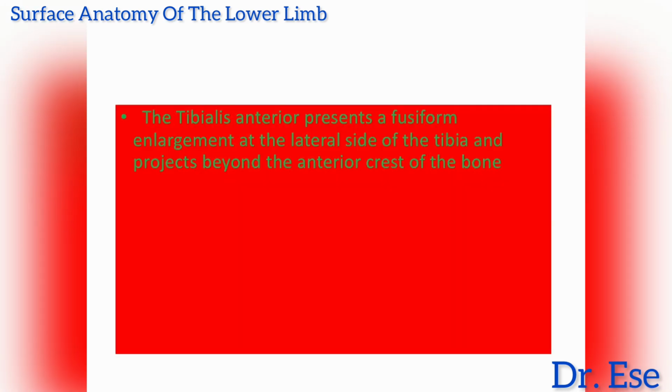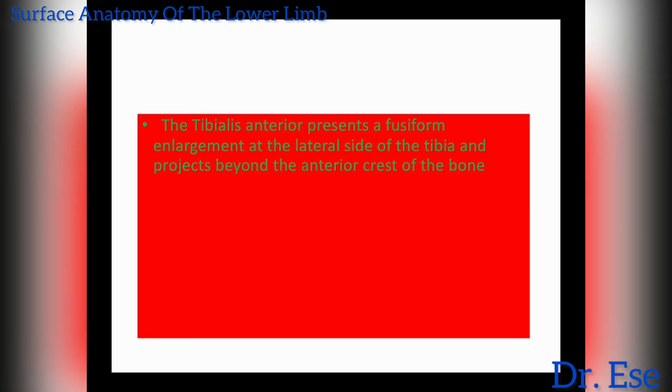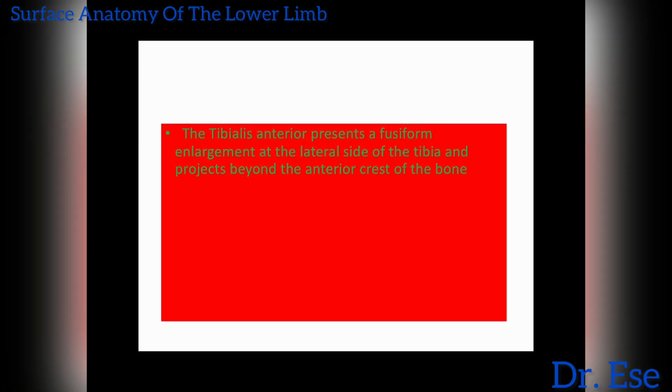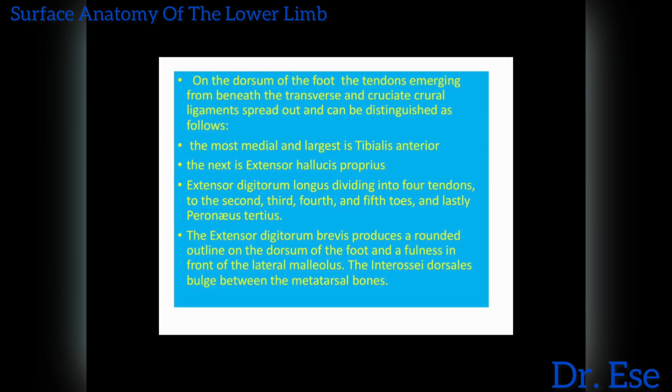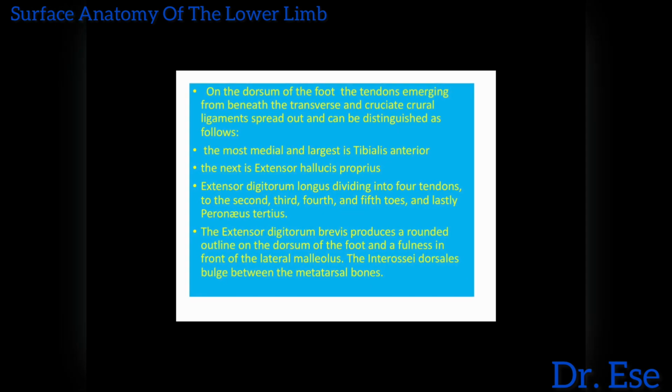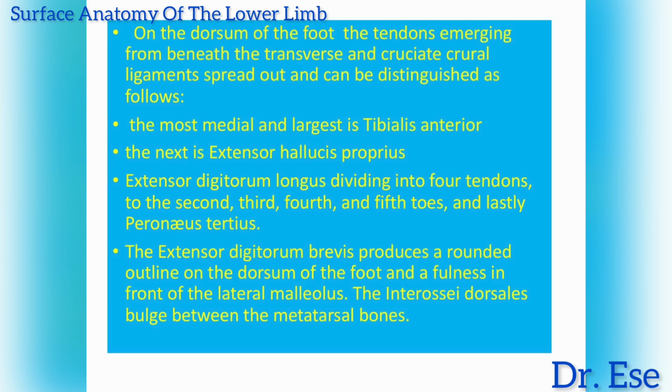The tibialis anterior presents a fusiform enlargement at the lateral side of the tibia and projects beyond the anterior crest of the bone. Then, on the dorsum of the foot, the tendons emerging from beneath the transverse and cruciate crural ligaments spread out and can be distinguished as follows. The most medial and largest is the tibialis anterior. The next is the extensor hallucis proprius. Then the extensor digitorum longus, divided into four tendons to the second, third, fourth, and fifth toes, and lastly the peroneus tertius.